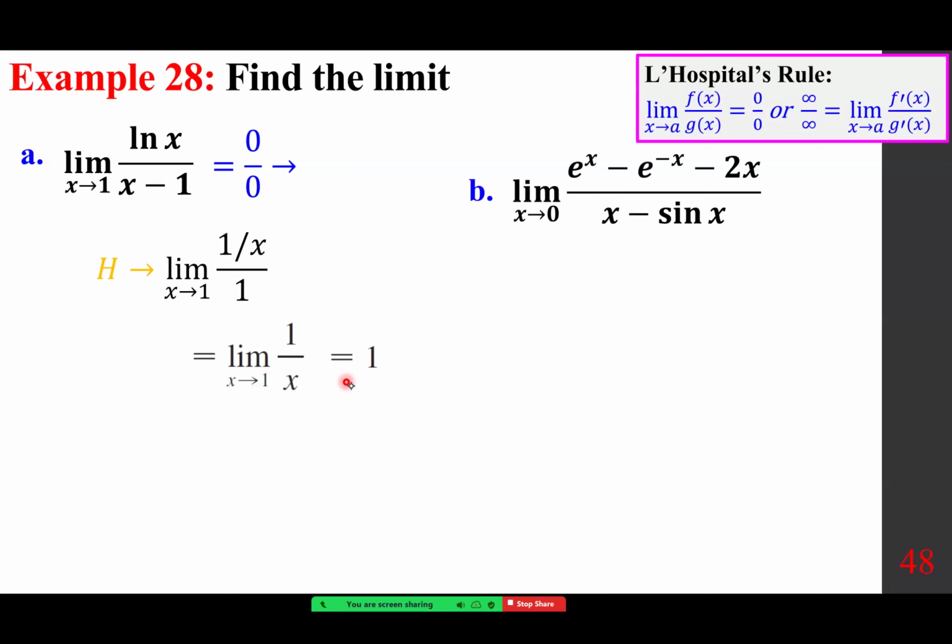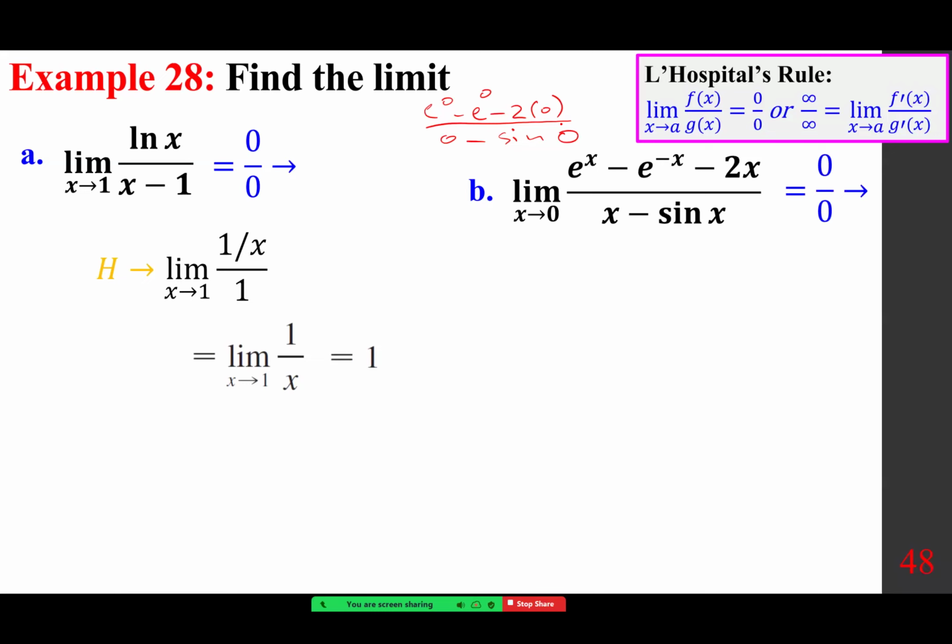Here's another example. Let's plug in 0. If I plug in 0, I get e to the power of 0 minus e to the power of 0 minus 2 times 0 over 0 minus sine 0. And I hope you recognize e to the power of 0 is 1. So e to the power of 0 minus e to the power of 0 is 0. We end up with 0 over 0.